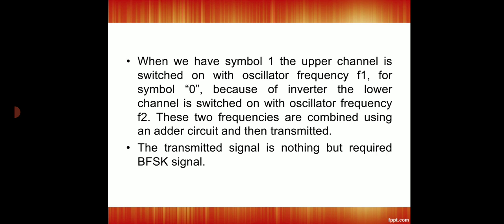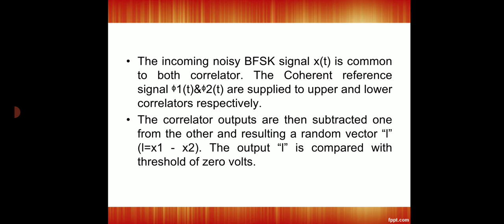The receiver detector contains two correlators. The incoming BFSK signal is common to both correlators, so mainly it contains an upper and a lower correlator. The upper correlator output is passed forward, and the lower one is passed to the inverter. The correlator outputs are then subtracted from one another, which produces the random variable.